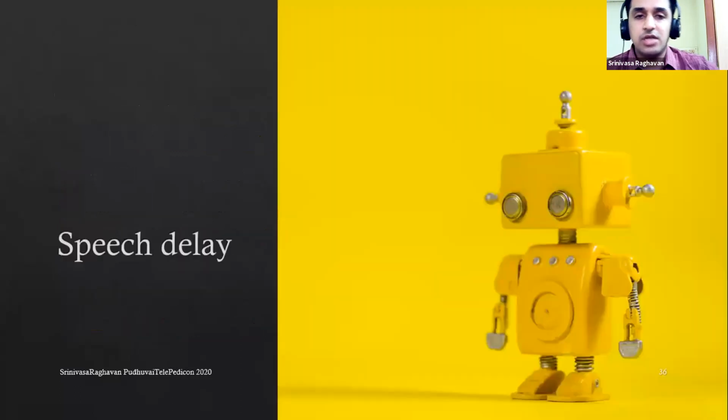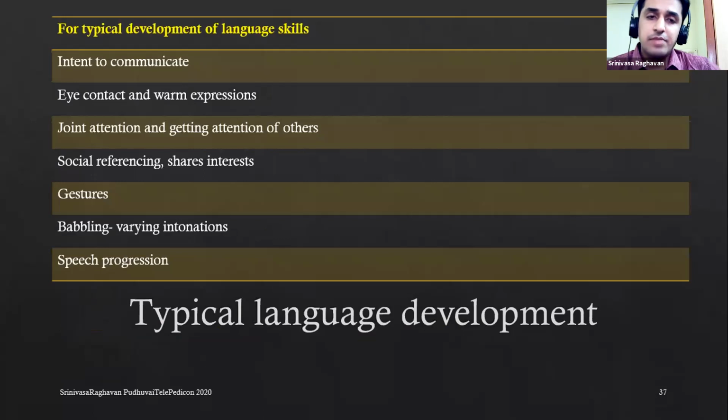Now, coming to a scenario of speech delay. Typical language development proceeds in an orderly fashion. First, for a child to talk, the child should have an intent to communicate. Then the child will socialize with the people around with a good eye contact by drawing attention of others with a joint attention, taking cues with the people around and understanding the environment around by social referencing. Then child begins to communicate non-verbally and then verbally. Verbally, babbling with varying intonation starts, and then only language comes.